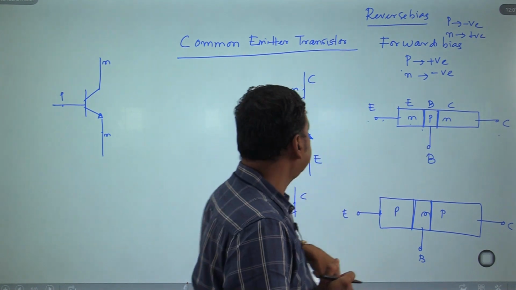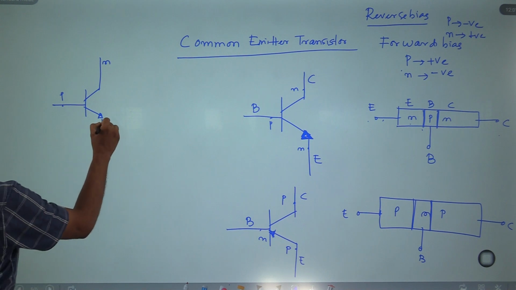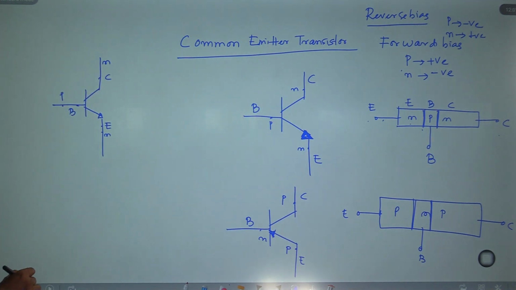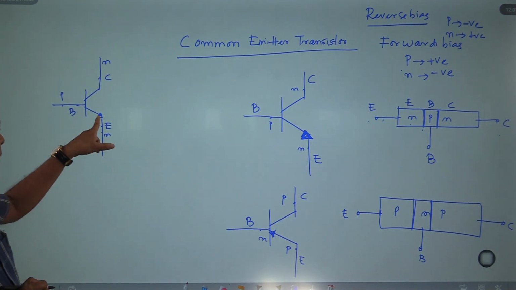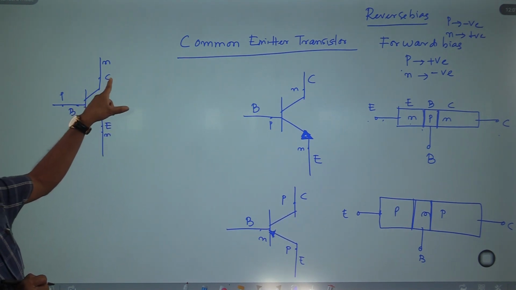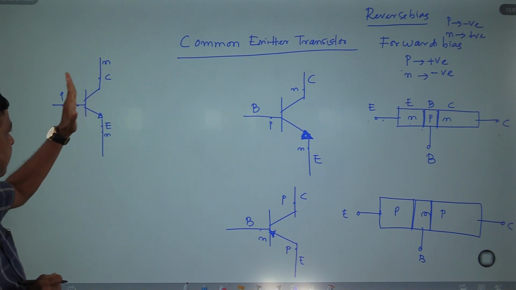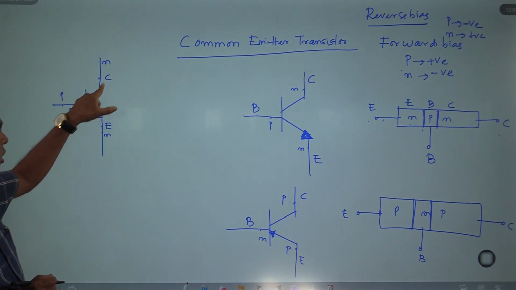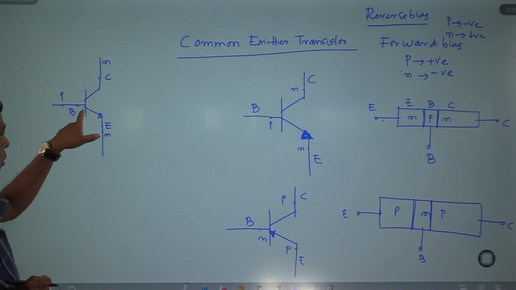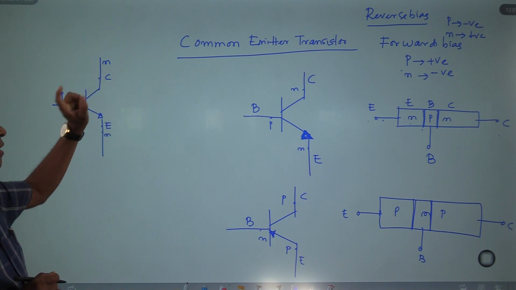In the case of a common emitter NPN transistor, this is your emitter terminal, this is your base terminal and this is your collector terminal. As I already told you, the arrow mark terminal must be the emitter terminal. You can easily identify which terminal is base, emitter and collector. This is a plate, so this is your base. Of the other two terminals, the one with the arrow mark is the emitter and the other is the collector.